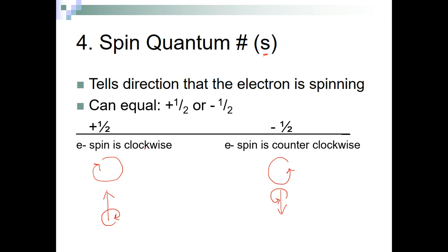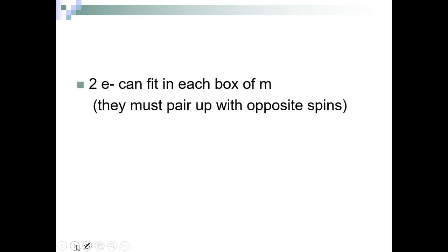Now, you may be wondering, why is the value 1/2? Like, why is it not a whole number? Well, the reason is because in each of our orbitals, we can only fit 2 electrons. And think about it mathematically. 2 halves make a whole.